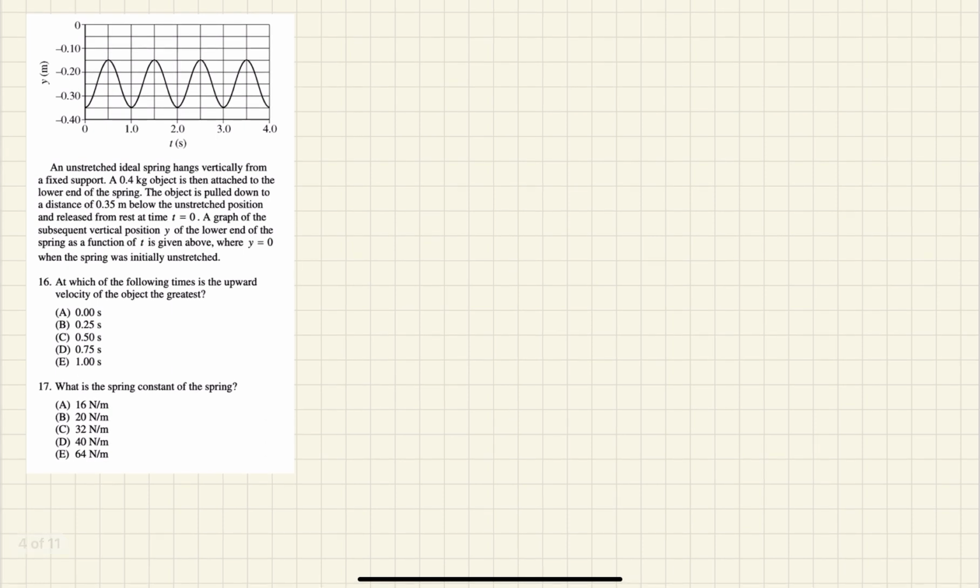This is a spring question. And we're given a graph. So it's a pretty nice question there. So the equilibrium position looks like this right here, 0.25. And it's pulled down to 0.35 at the start and goes all the way back up to 0.15 at its peak. It's asking for what time is the vertical velocity the greatest.